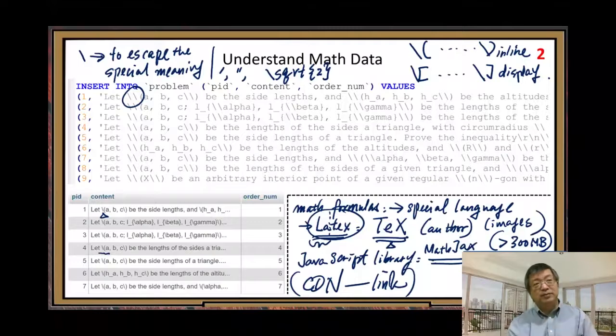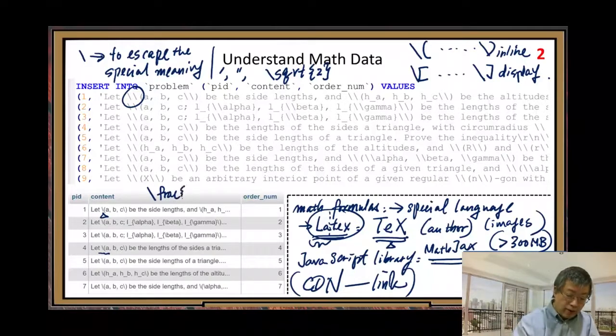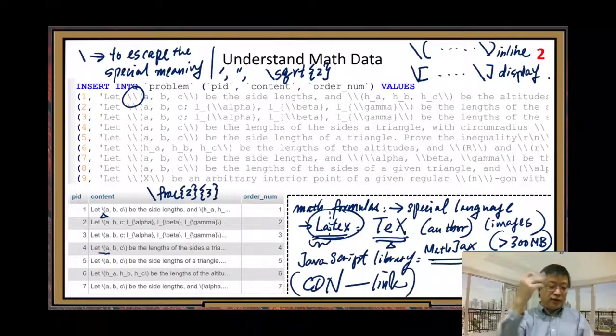Then another example, a simple fraction. Let me show you the fraction 2/3. How do we represent 2/3? Backslash frac, parenthesis, numerator 2, another parenthesis, denominator 3. That's it. Here you get an idea: we can use special commands to write math formulas.